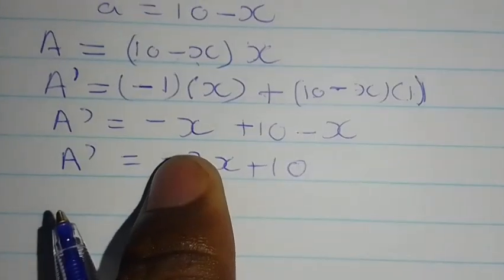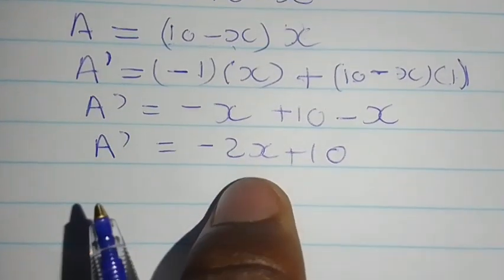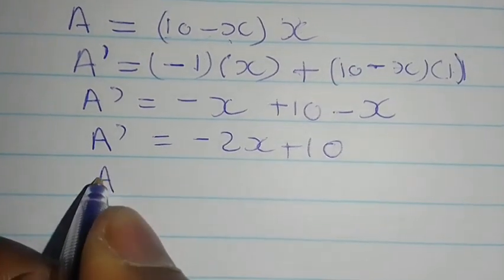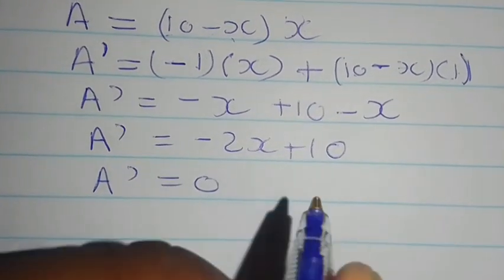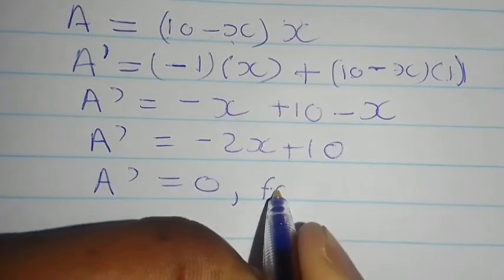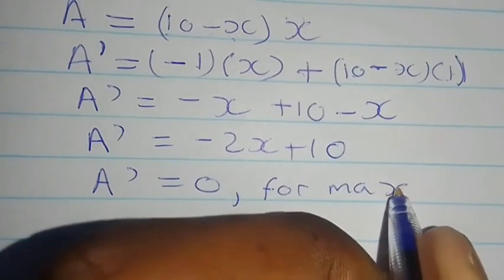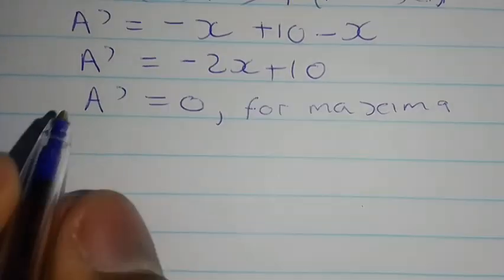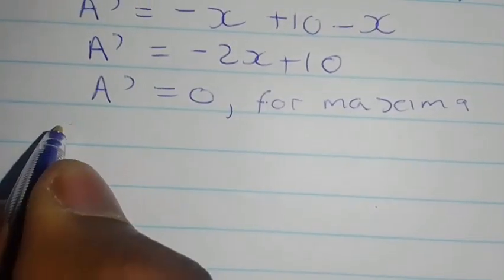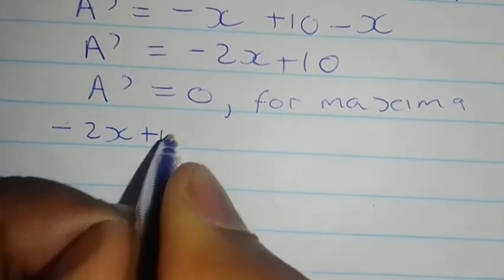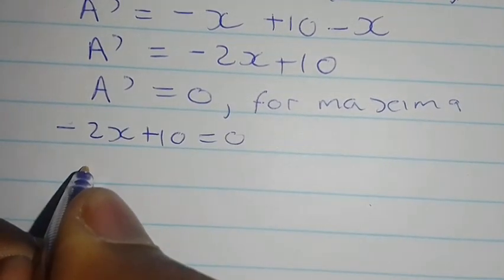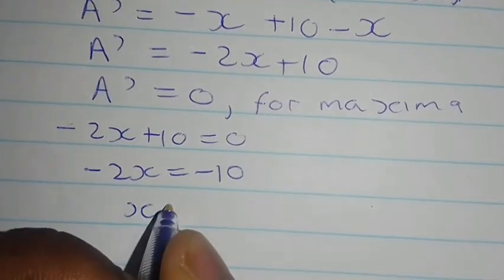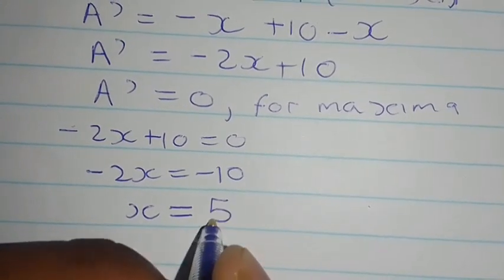Now, from here, for maximum or minimum, you have to first set the derivative equal to 0. So setting the derivative equal to 0, in this case, we're looking for maximum. For maximum, we're setting the first derivative to be 0. Then that means that minus 2x plus 10 is equal to 0. That means that minus 2x is equal to minus 10. Then you can divide both sides by minus 2. Then you'll get that x equals 5.